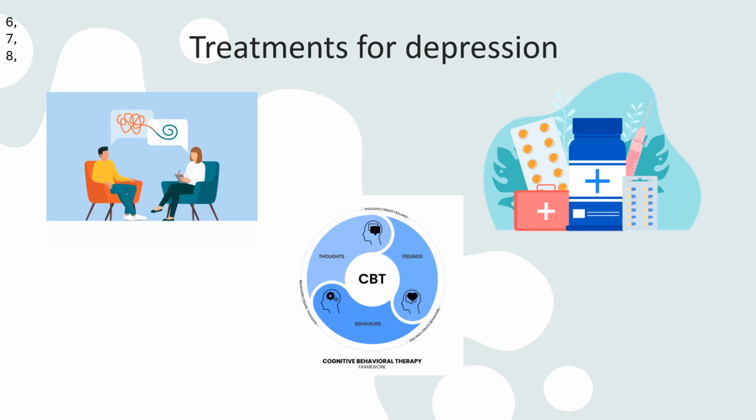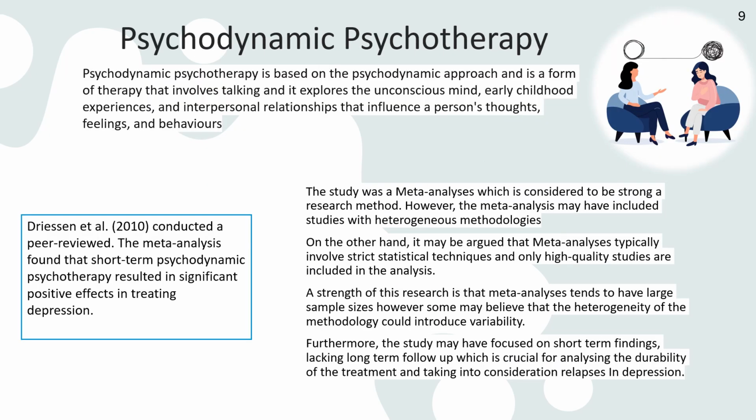Treatments for depression. Psychodynamic psychotherapy. Psychodynamic psychotherapy is based on the psychodynamic approach and is a form of therapy that involves talking, and it explores the unconscious mind, early childhood experiences, and interpersonal relationships that influence a person's thoughts, feelings, and behaviors.